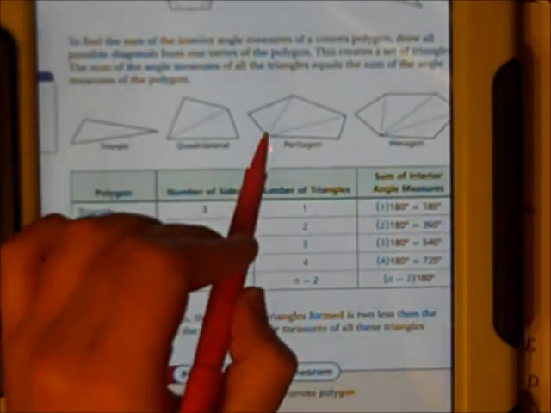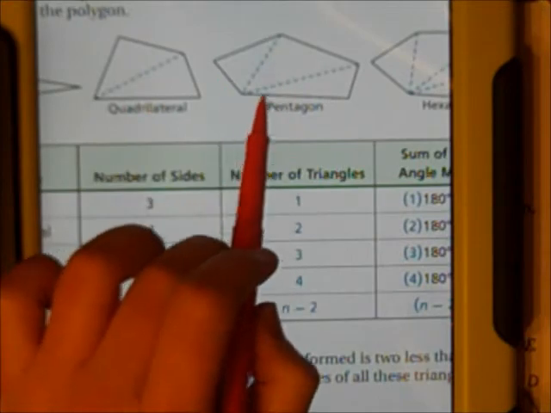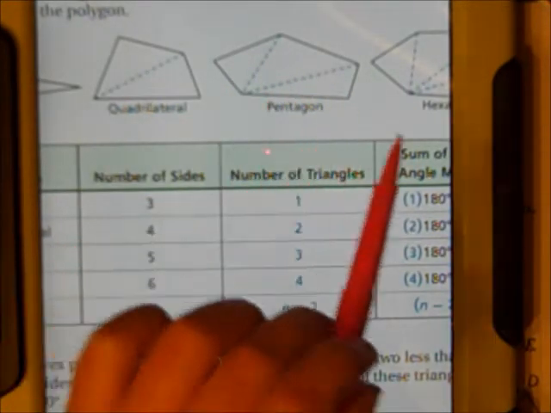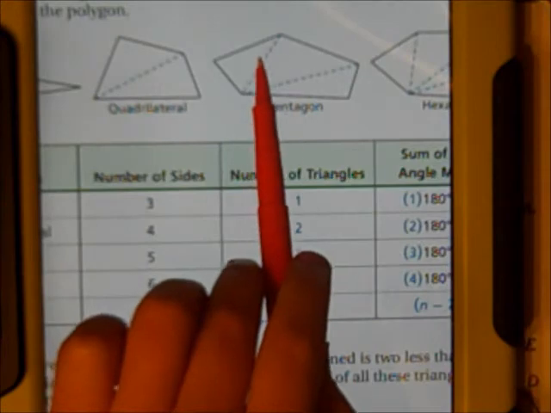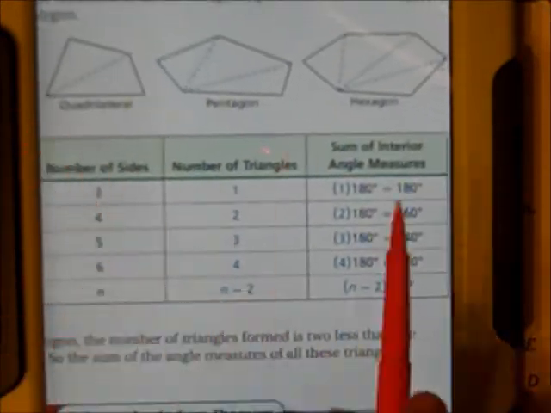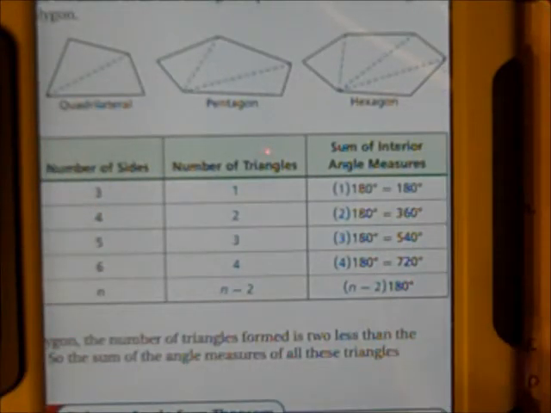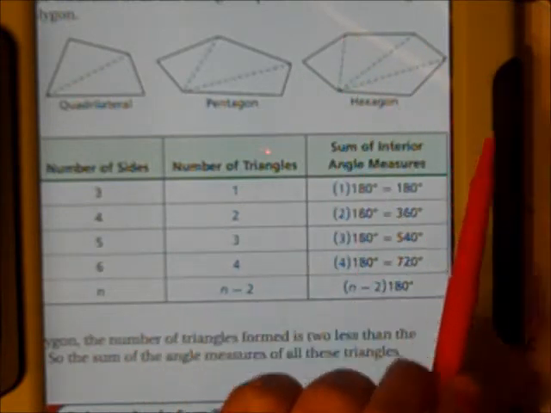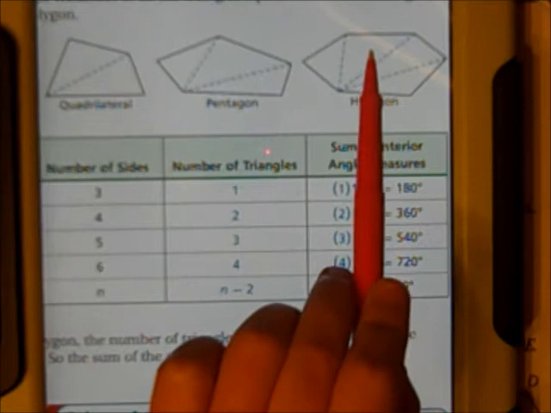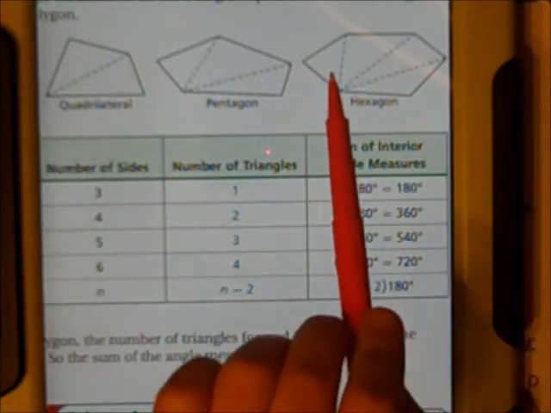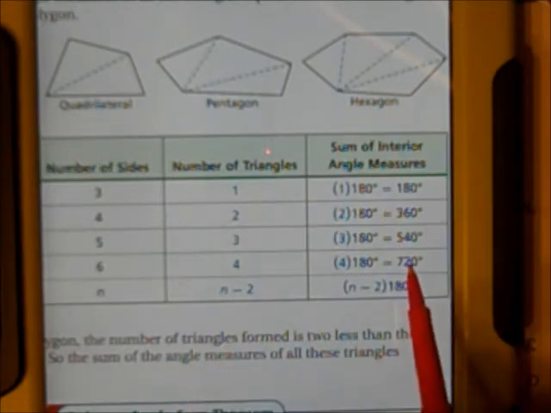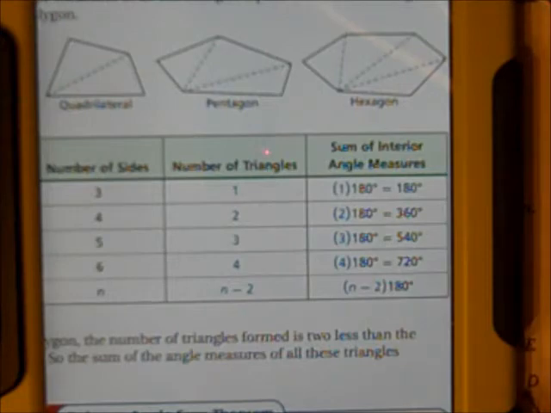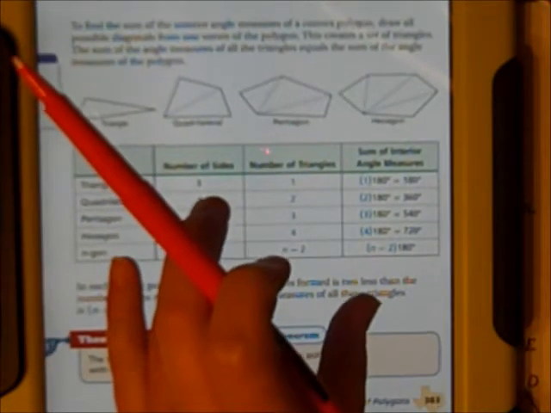A pentagon, if you draw 2 diagonals coming from the same point, that forms 3 triangles. So that would be 180, 180, 180. So a pentagon has 540 degrees. A hexagon, if you draw all the diagonals from the same vertex, that would cut this hexagon into 4 triangles. So that would be 180, 180, 180, 180, and that would be 720. So you can see a pattern emerges here.